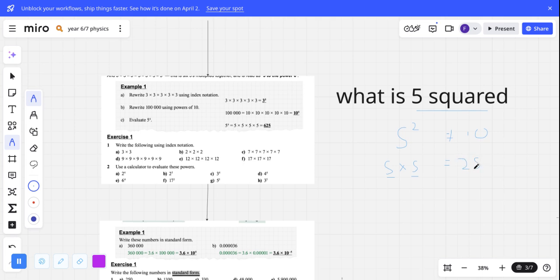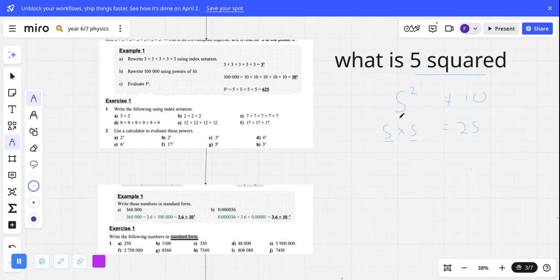Now, the next thing is if I change this number to the number 3, so my power on my indices, so I'm going to use proper language here. So my power on my indices was 3, it will be 5 to the power of 3, or 5 cubed. Now, this would actually mean 5 times 5 times 5, okay? And this will be 125.